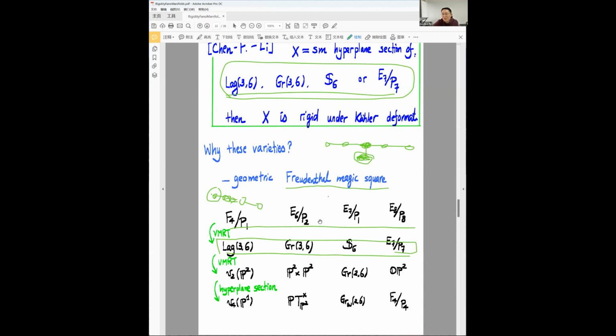If you assume it's Kähler. If you do not assume it's Kähler, I think even for Grassmannian 2,5, we don't know how to prove this. Yeah, if you assume it's Kähler, then it's okay. I see. So other questions?